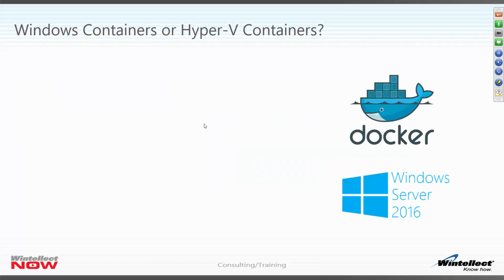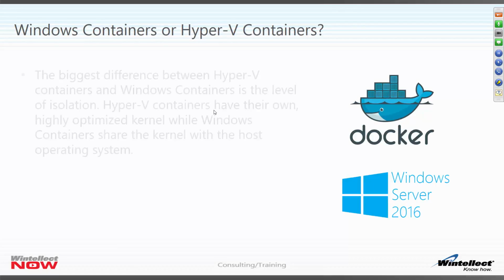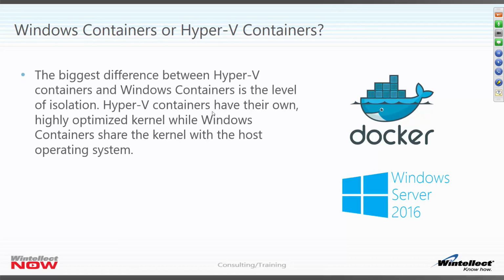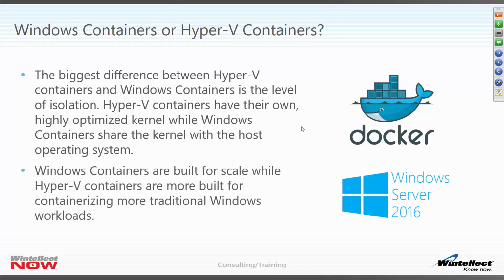So when do you choose a Windows container versus a Hyper-V container? The biggest difference between a Hyper-V container and a Windows container is the level of isolation. Like I said, the Hyper-V container has its own kernel that gives it a high level of isolation. So that level of isolation is really the end game that you're trying to go for. If you want a highly isolated application and you don't want it to share any of the underlying kernel, then you would deploy a Hyper-V container.